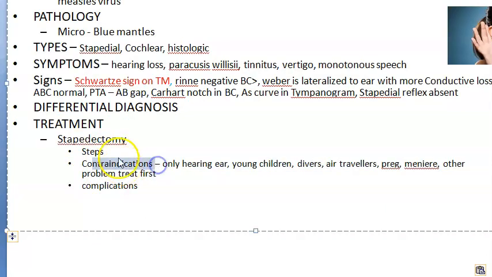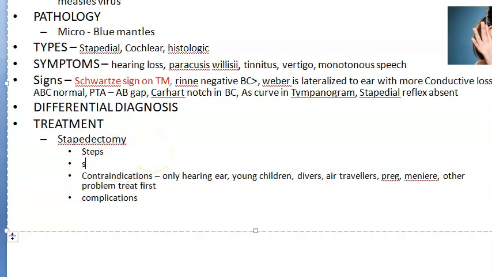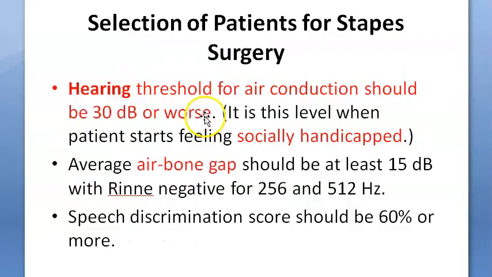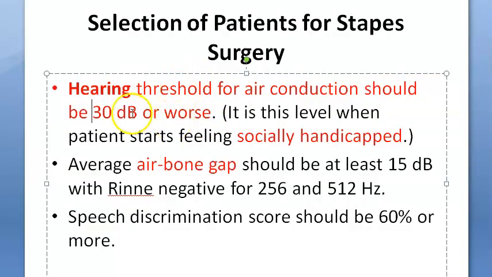Now let us look at selection of patient for this. How will you choose a person for this? Which patient is right for the surgery? Basically, people who have really bad hearing. Hearing threshold of air conduction should be 30 decibels or worse. That means you should speak at high intensity for them. They should be socially handicapped kind of a thing. Then only you'll do this kind of surgery.